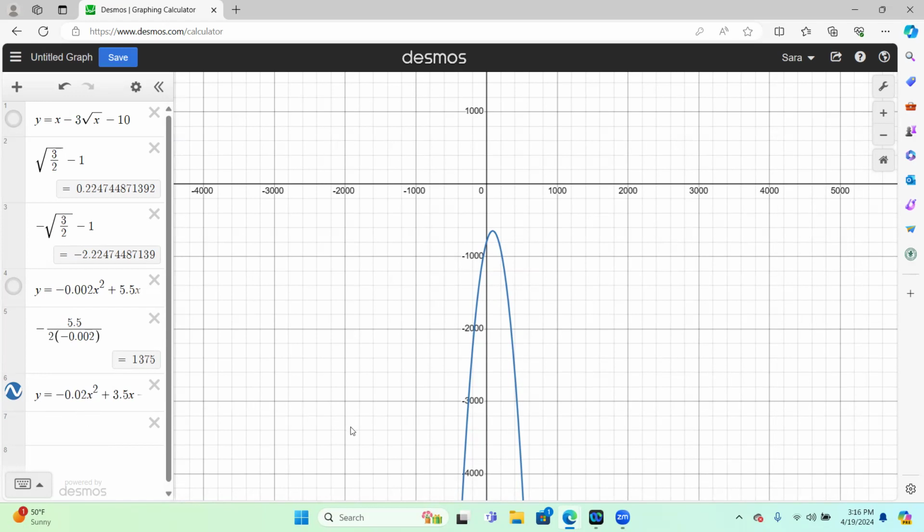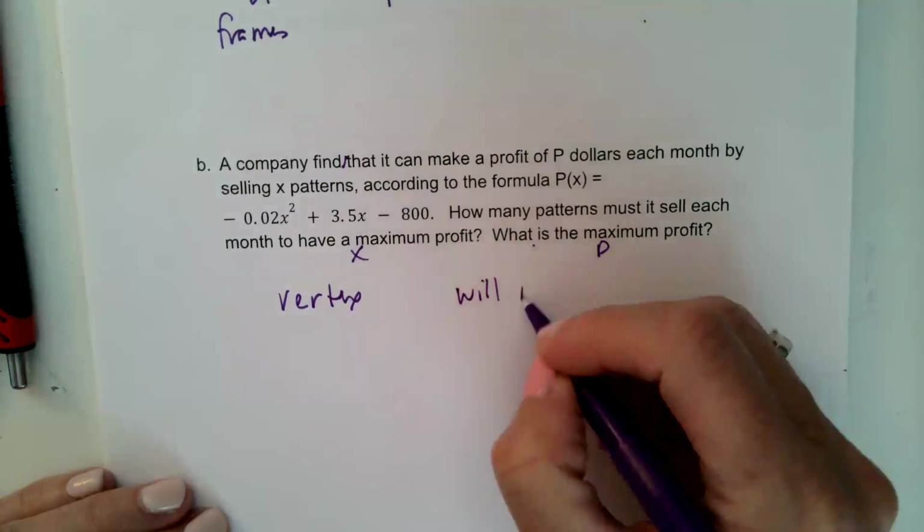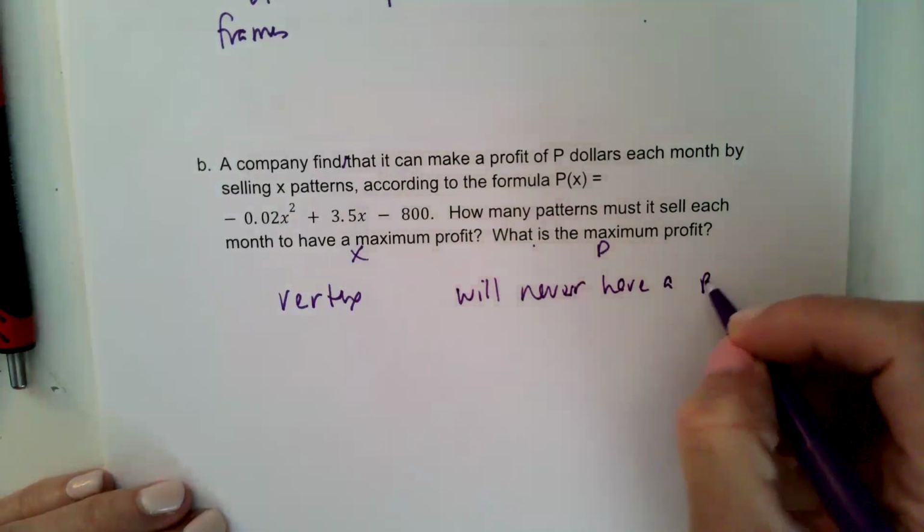So this is an example where they might want to rethink their business plan. So let's just go back and make a note here that they will never have a profit.